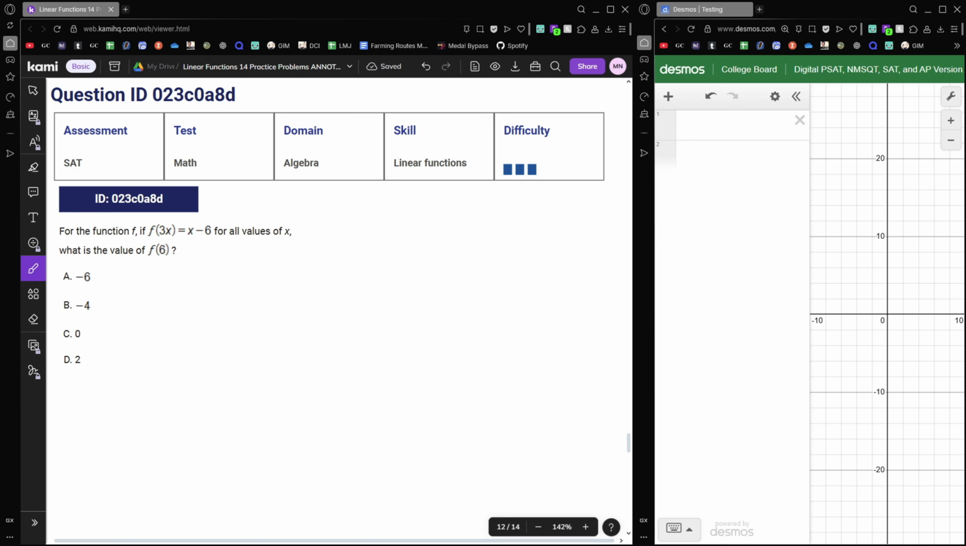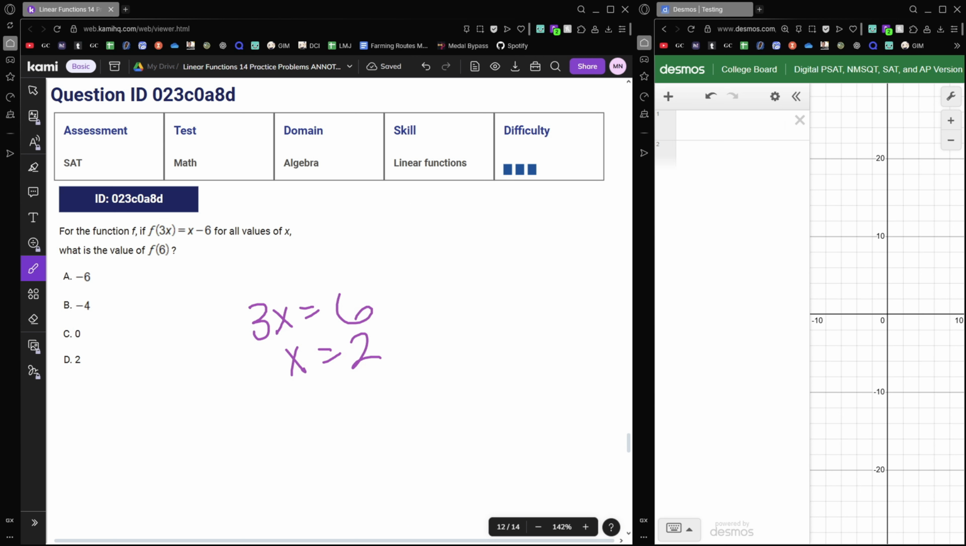Question number 12. For the function f, if f of 3x is equal to x minus 6 for all values of x, what is the value of f of 6? First up, we need to find the value of x, and what we can do is actually set these two equal to each other. 3x is equal to 6, and then we get that x is equal to 2. And now we can just plug in x.